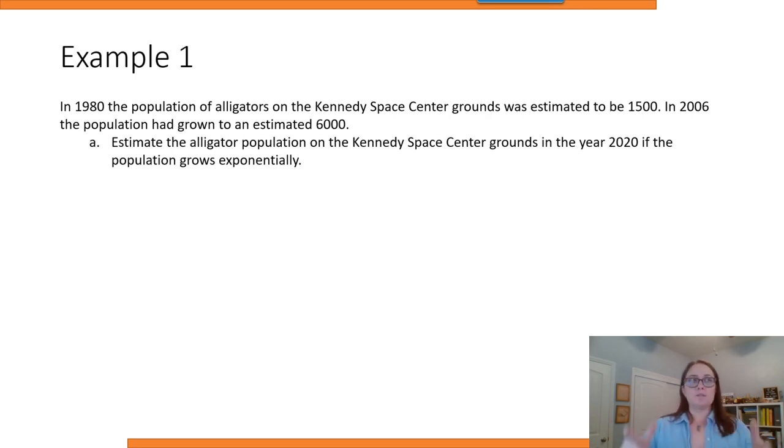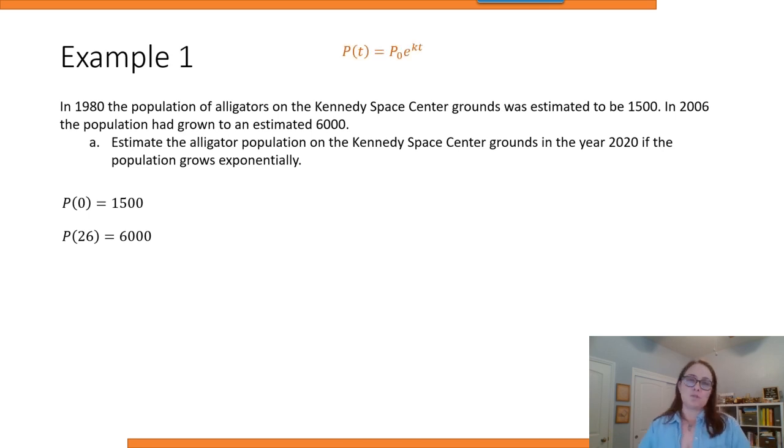Okay, so they said it grows exponentially, so I'm going to use the exponential formula for this first one. I'm going to start by pulling out some of the information they gave me and translating it into some math. So the 1500 is my starting population. We're going to say 1980 is time 0. So P of 0 equals 1500. 2006, well, that's going to be 26 years later. So P of 26 would be 6,000 here. And I'm going to use that exponential growth formula, P of t equals P naught times e to the kt.